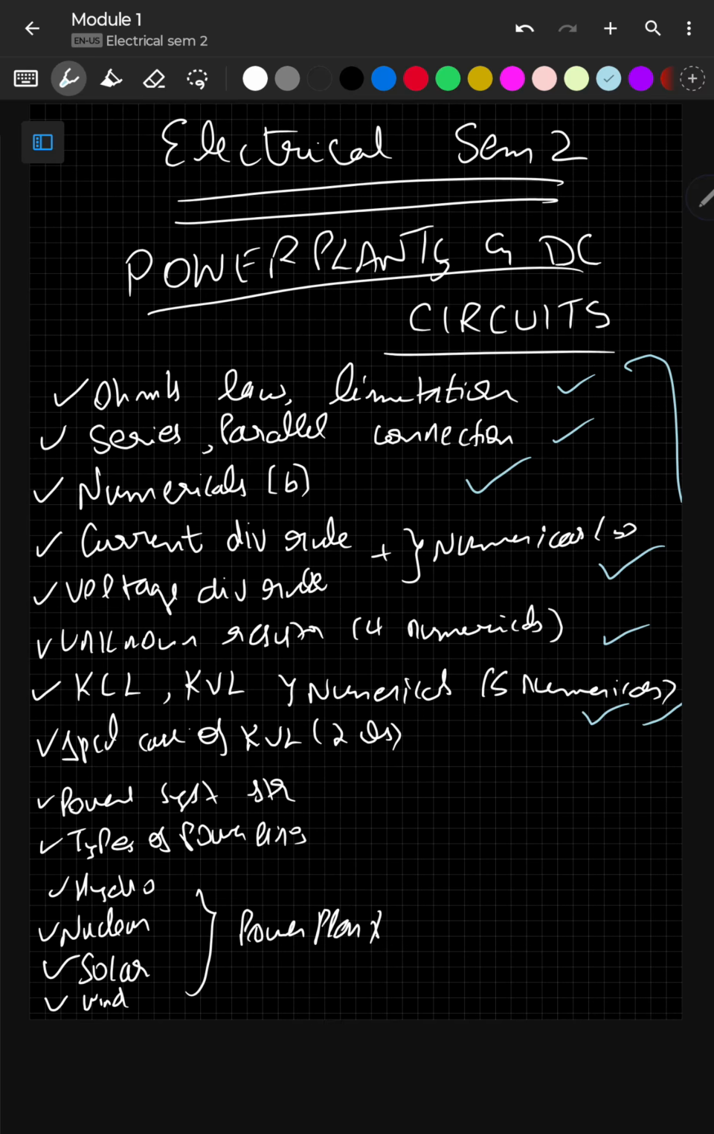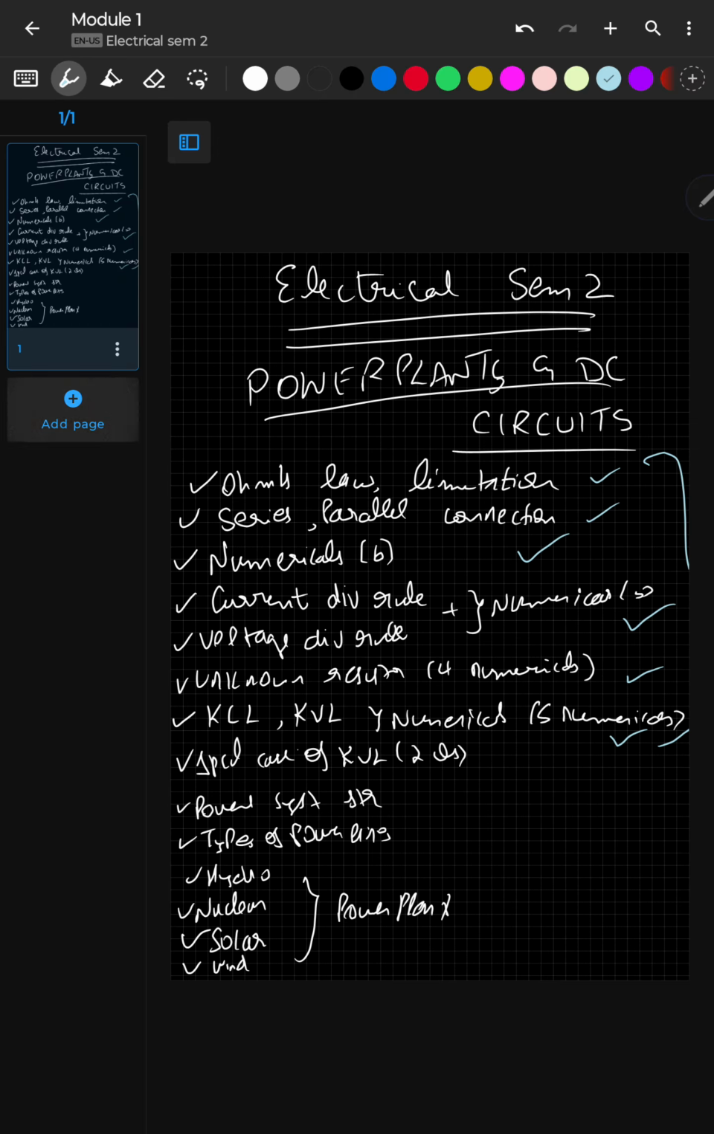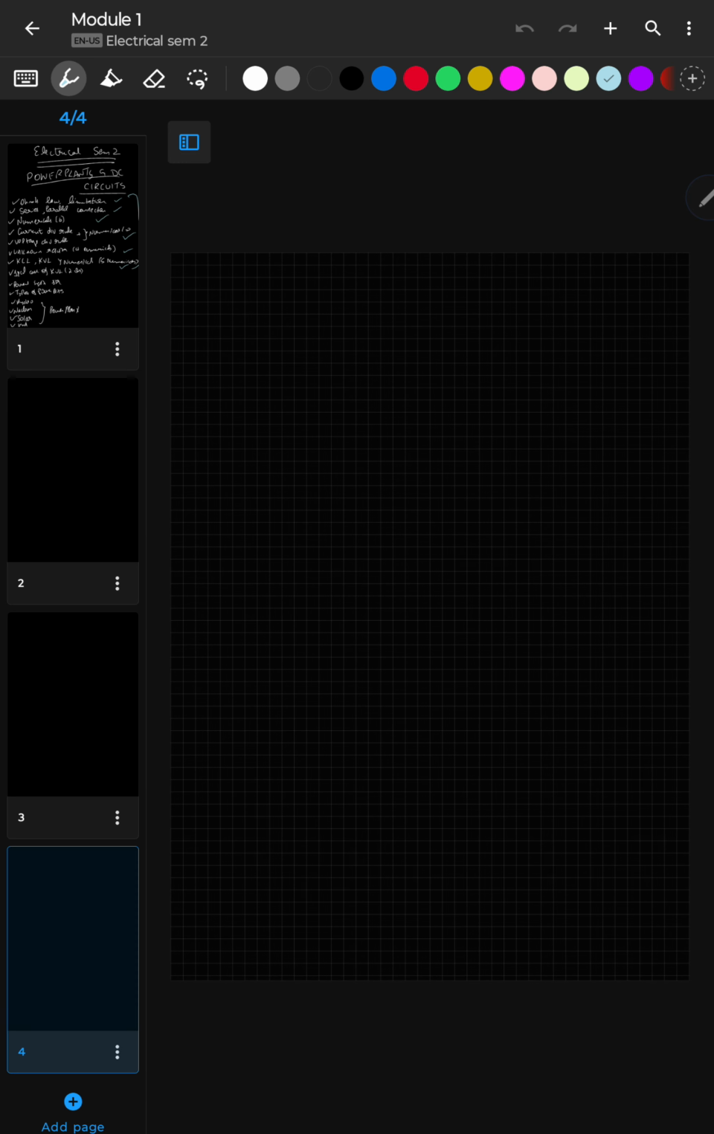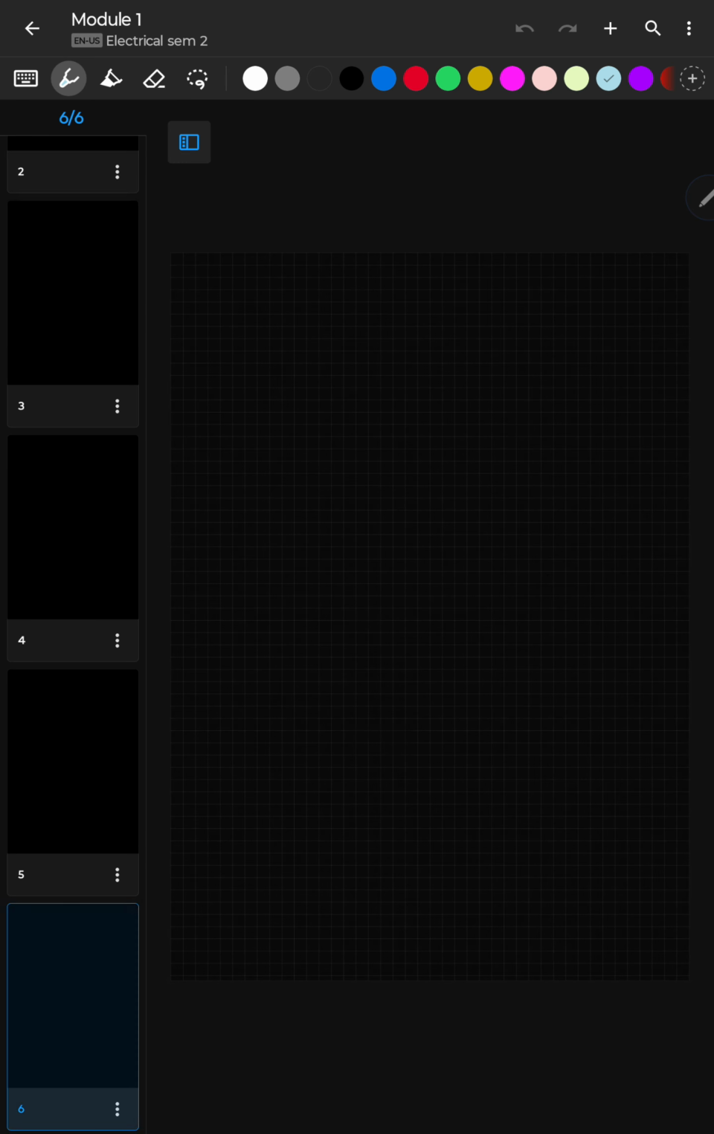So let's start with the first topic. Let me add some pages before that. So the first topic is Ohm's law.